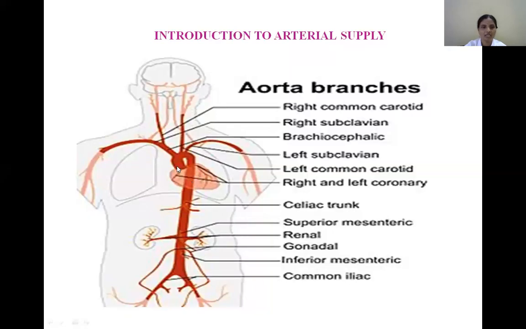Here you see the picture showing the entire course of the aorta. The aorta is divided into three parts: the ascending part, the descending part, and in between there is an arch. These three parts of the aorta supply the entire body. How is it supplying? See here, the ascending part of the aorta supplies the heart.